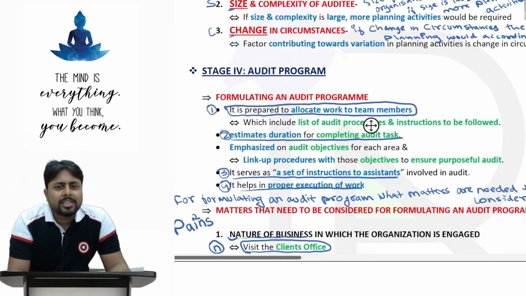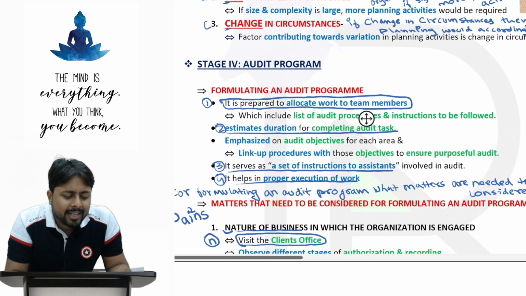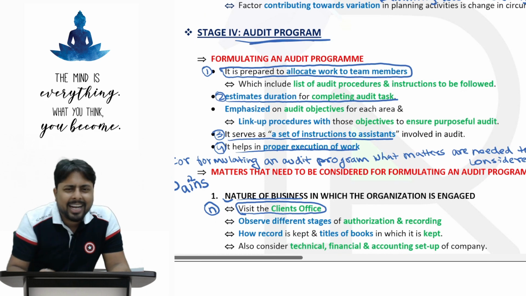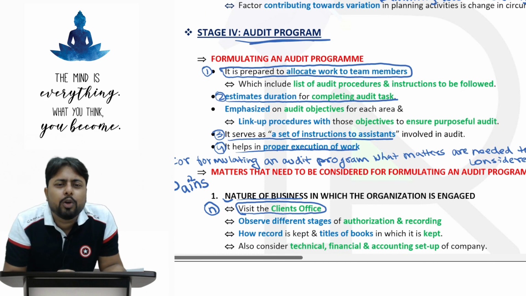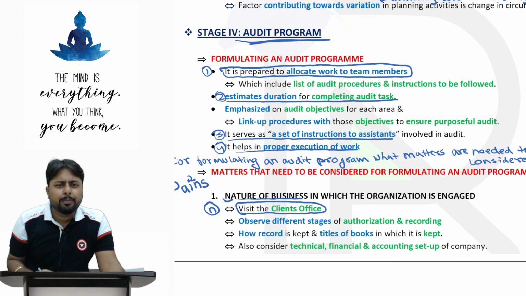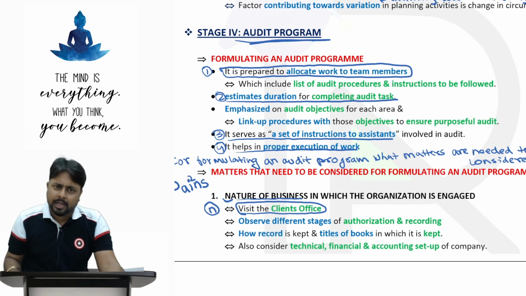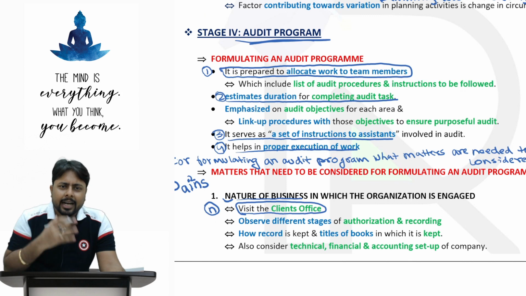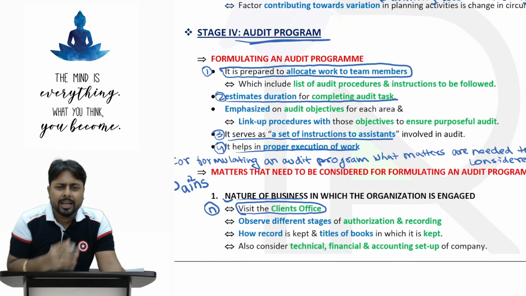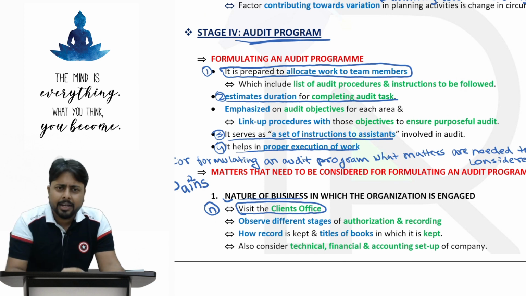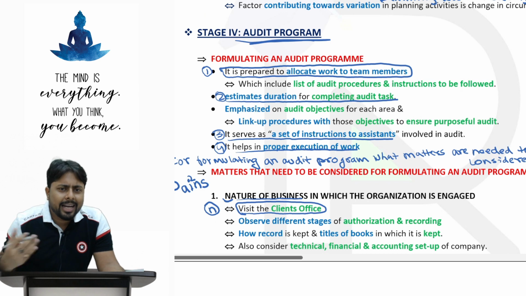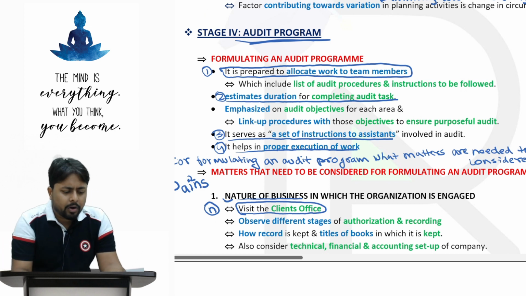Right. And the third stage, audit plan, we are done. And the fourth stage is audit program. Lots of people are not able to understand what we mean by audit program. You will love it. In audit program, we allocate work among different team members. You know that we have different team members, right? Team member A, you do this work. Team member B, you do this work. Team member C, you do this work. So here we allocate work among different team members. And here we estimate the time it will require for the audit.